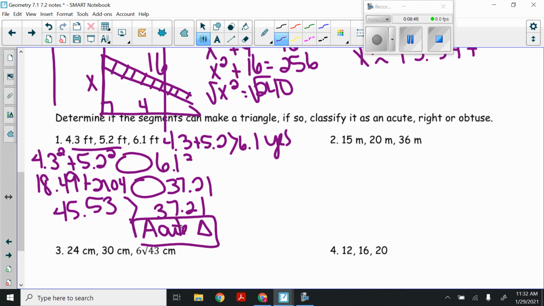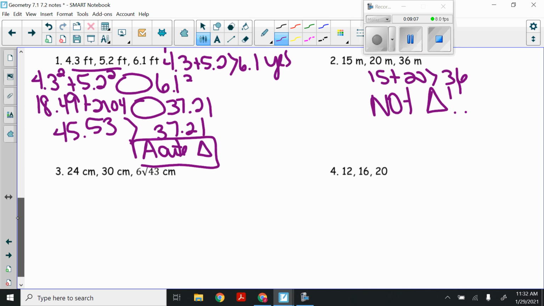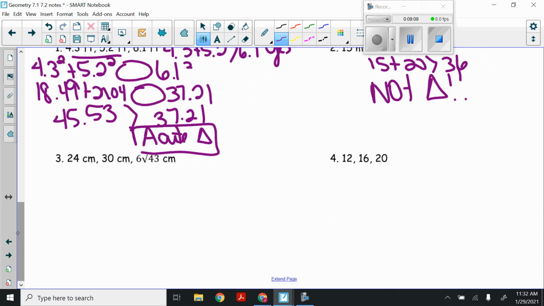Let's go to number 2, doing the same thing. 15, 20, and 36. So again, first check, can I make a triangle? 15 plus 20, is that greater than 36? 20 plus 15 is 35. That is not greater, so I can't even make a triangle. There's no triangle. Okay? If there's no triangle, then it cannot be acute, right, or obtuse. So we're done with that one.